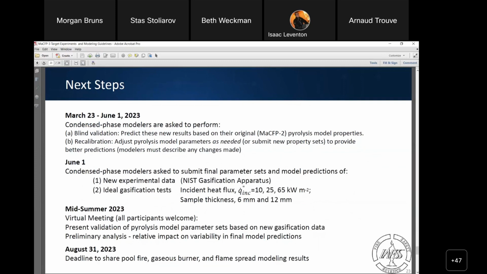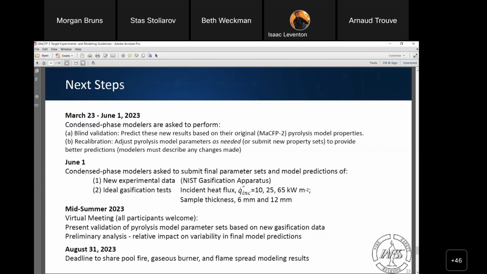So in the next 10 weeks or so, we would like condensed phase modelers to take the lead. Please use the parameters that you produced in MaCFP2, reproduce the validation data that we have here, and if needed, recalibrate your data with calibration data that exists, and then separately validate that it works to produce the gasification apparatus data shown as our 3rd case study here.